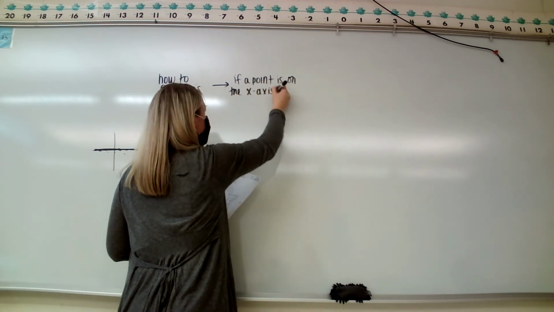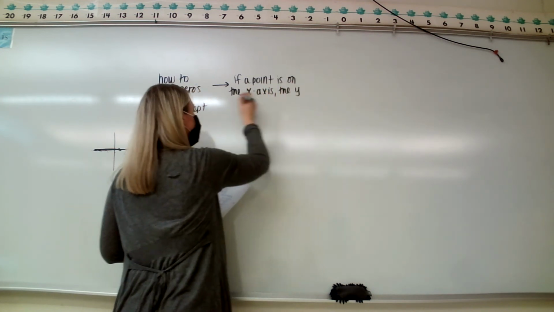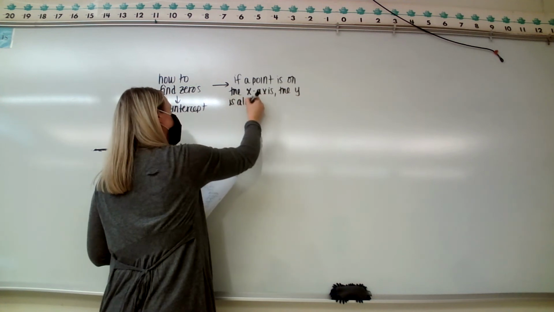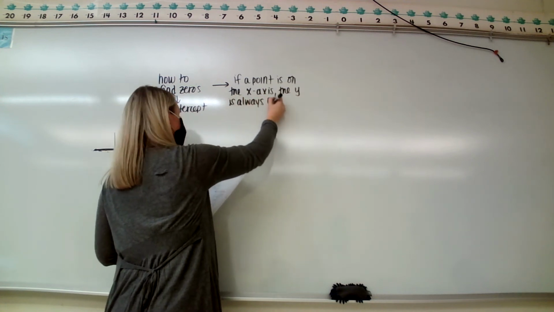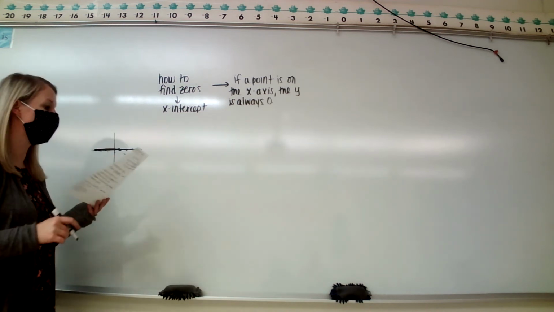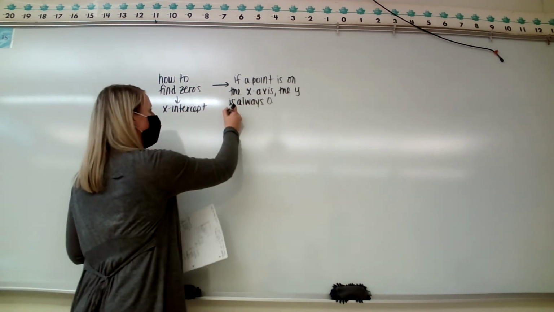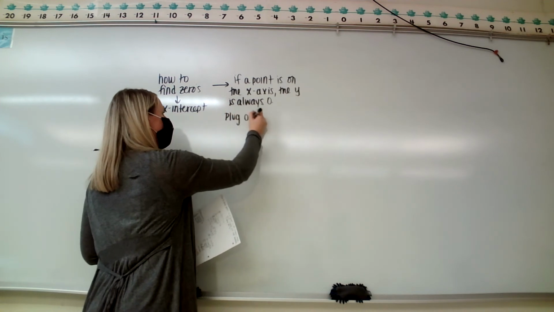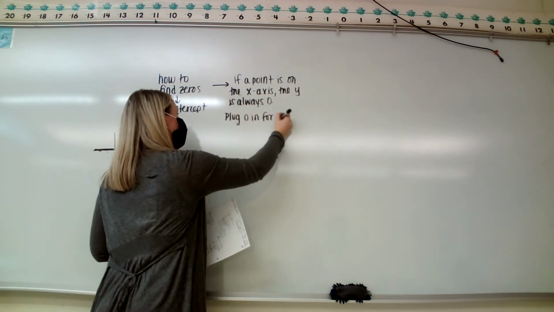If a point is on the x-axis, the y is always 0. So, to find an x-intercept, we're going to plug 0 in for y, and then solve.